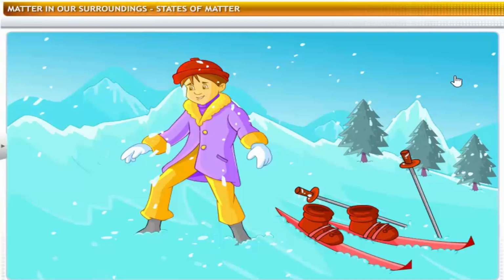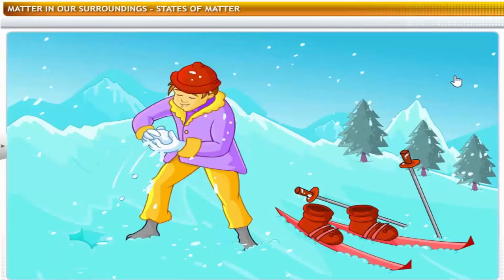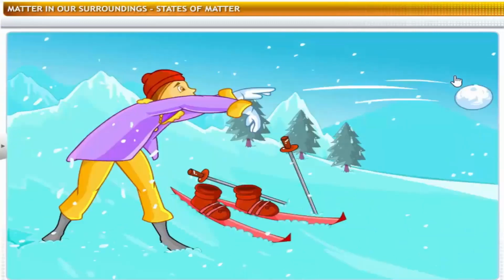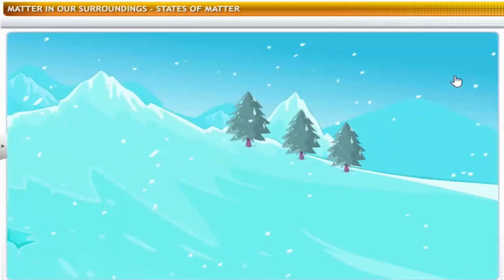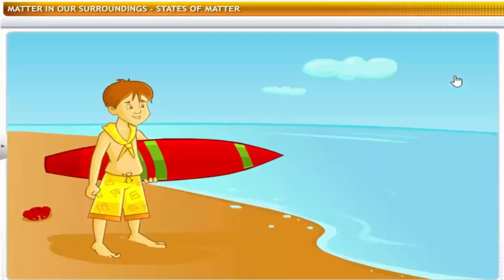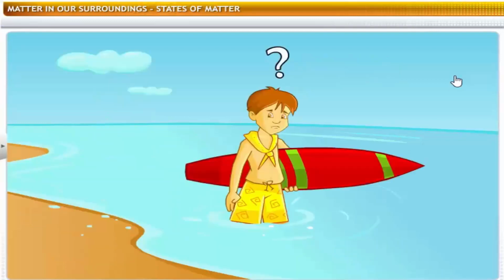Ice is solid. Solids have definite shapes and volumes. Why can't you walk on water, just like you did on the snow? You can't walk on water because it is a liquid, and liquids do not have definite shapes.